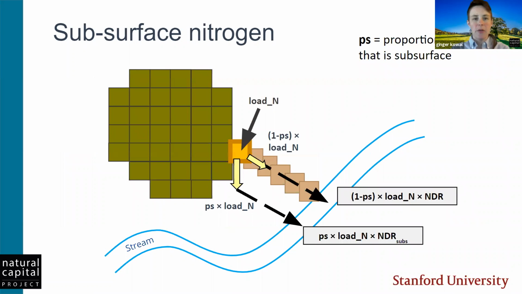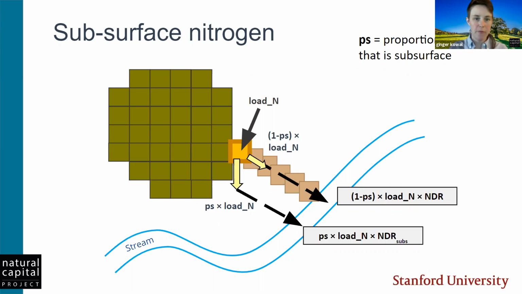In addition to nutrients reaching the stream by surface runoff, which is the part that is calculated very similarly to SDR, the model can also represent subsurface flow. This represents the flow of dissolved nitrogen transported by groundwater. And this doesn't apply to phosphorus, simply because phosphorus is usually sediment bound, and so surface transport is the dominant mode of transport for phosphorus.